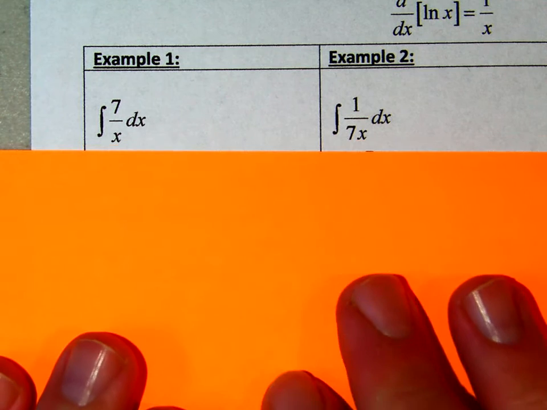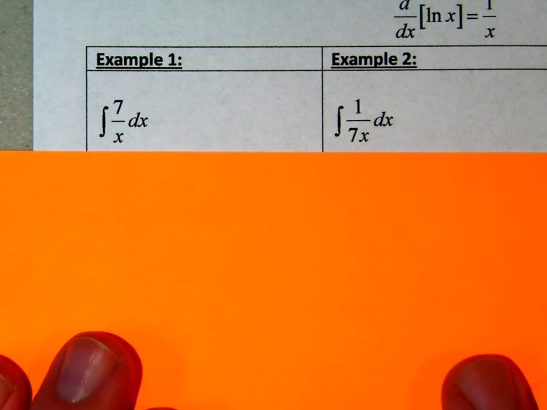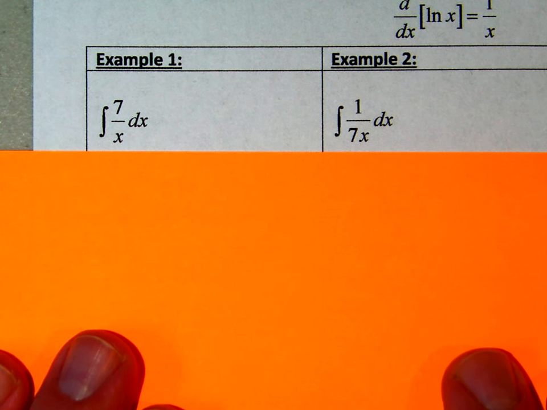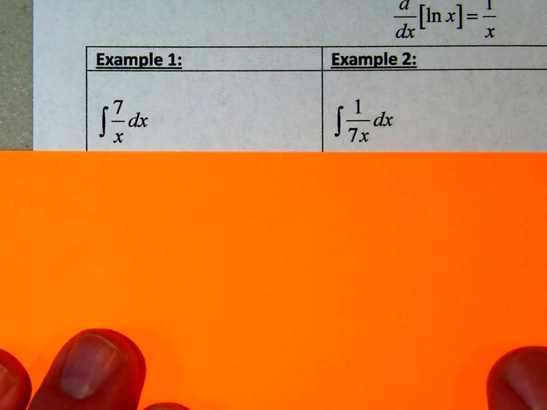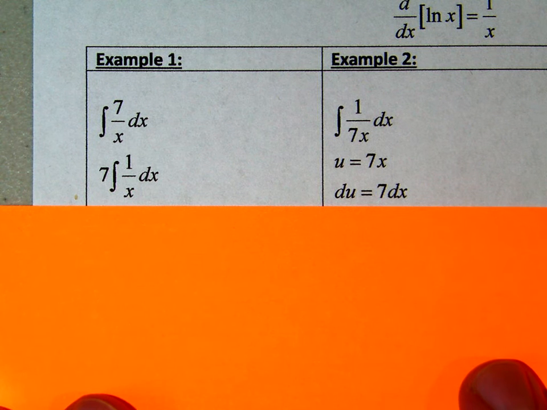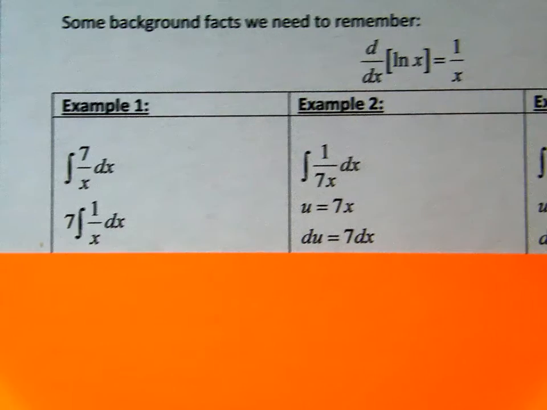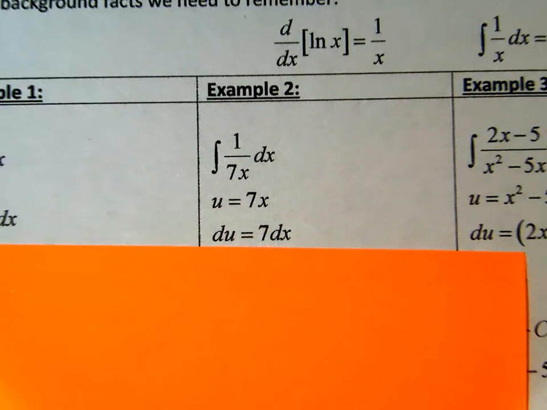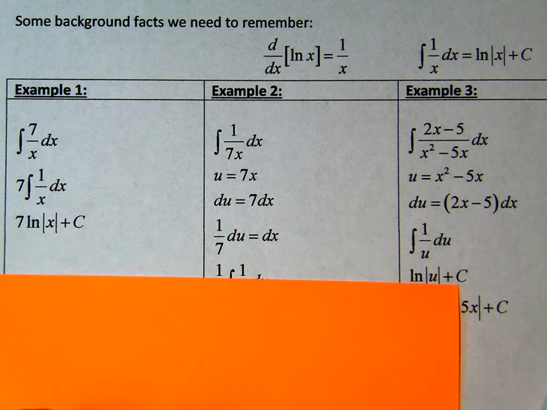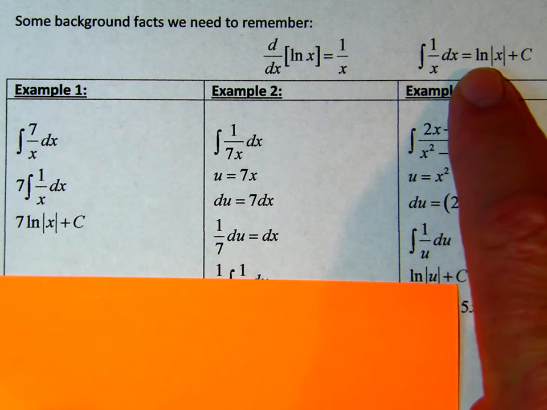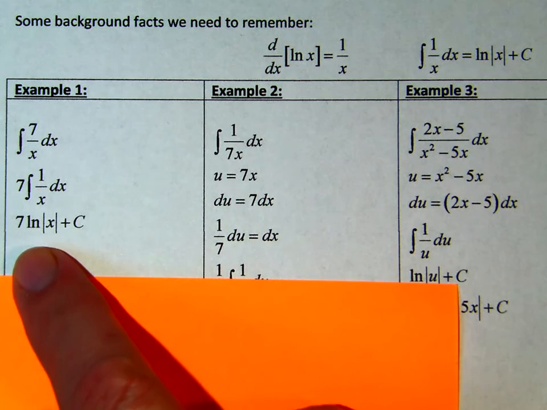Alright, so starting off pretty basic here. For example 1, we want to integrate 7 over x with respect to x. Well, one strategy we've been using for quite a while is that it's very advantageous very often to get the constant to the outside. So if we rewrite that as 7 times the integral of 1 over x, that now lines up with this perfectly. So the constant's just coming along for the ride.